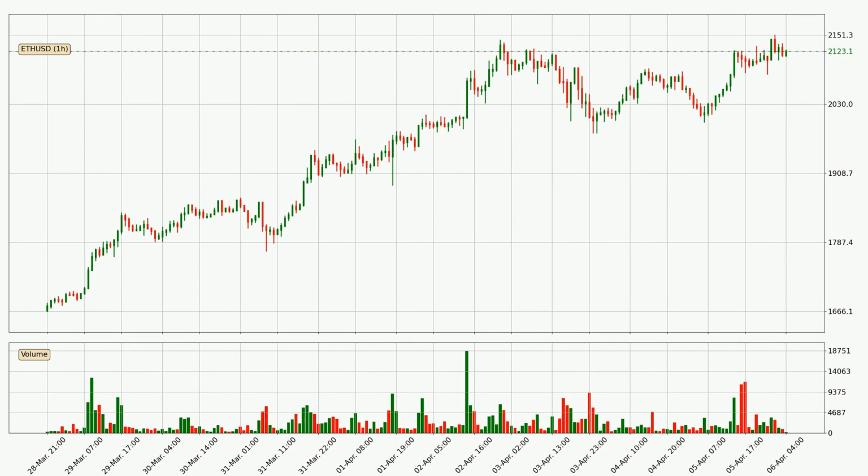By looking at the hourly time frame for Ethereum, we can see that the price moved up quickly with around 5.6% in the last 24 hours, with a current price of $2,123. Nevertheless, seeing as the volume wasn't very high, the move wasn't particularly strong.